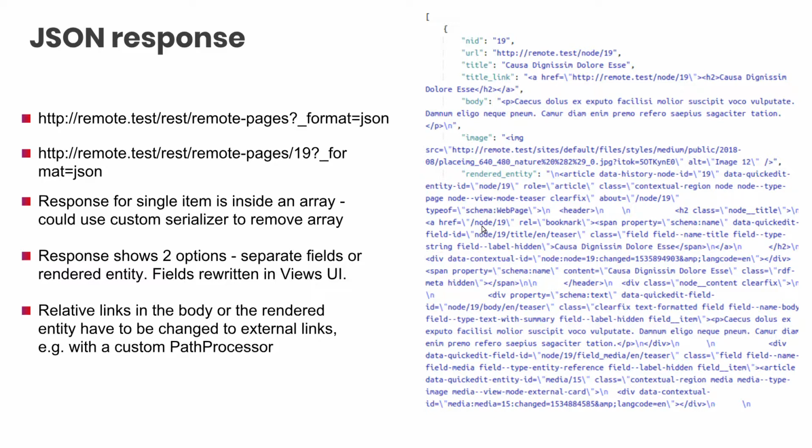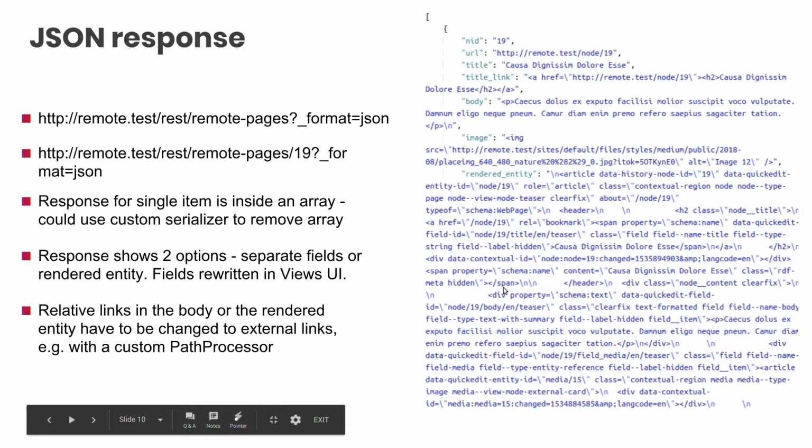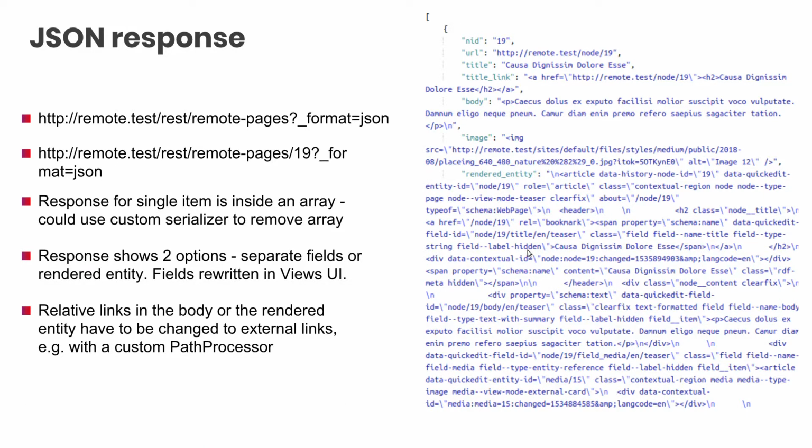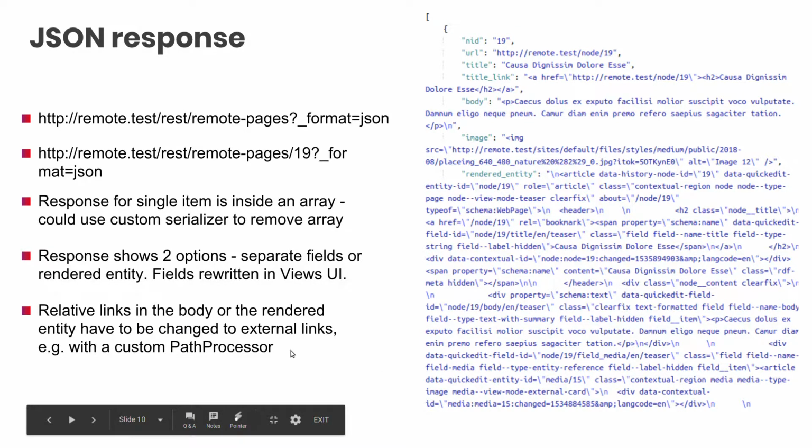So if I did display this on my local website, it would be trying to go to node 19 on my local site when it should be remote.test/node/19. So if you did want to pass the whole markup, either you'd write a custom REST service, or probably use a path processor to change URLs to absolutes.